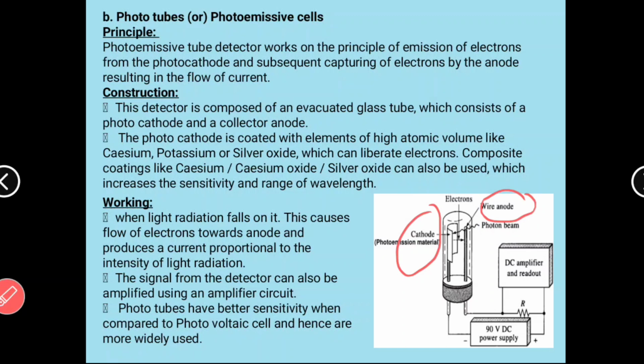Working. When light radiation falls on the cathode, this causes flow of current towards the anode and produces a current proportional to the intensity of light radiation falling on the detector. The signal from the detector can be amplified using an amplifier circuit. Phototubes have better sensitivity when compared to photovoltaic cells and hence these are more widely used.